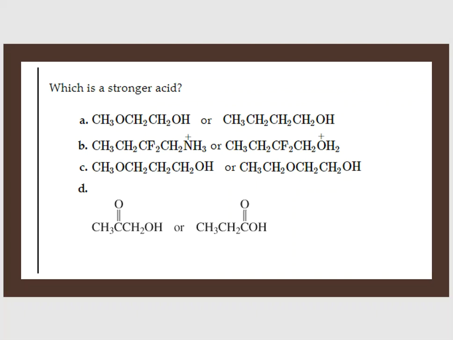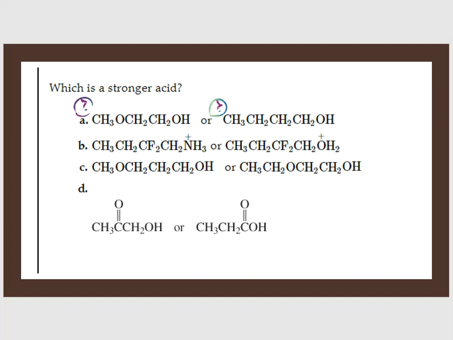So we're going to start with part A. And in part A, I've got two choices. I've got either this one or I've got this one. And I've got to figure out which one is the better acid, which means which one of these would donate the hydrogen better. That's what we're after here.